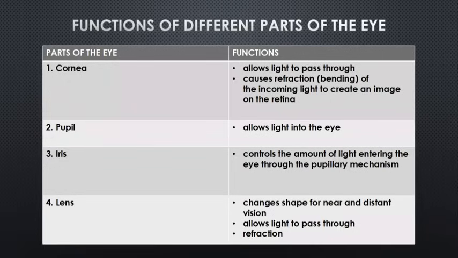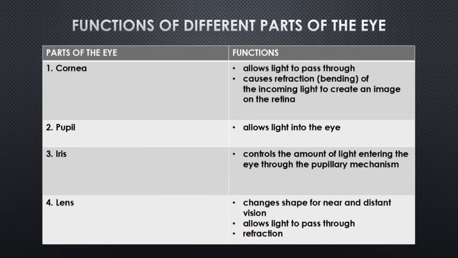Okay, now let us continue and look at the functions of each part of the eye. Now we'll start with the transparent layer or what we call the cornea. Okay, now the cornea is transparent, first of all. So because it's transparent, therefore it's going to allow what? The light to pass through it. And it also bends the light that comes inside the eye. Okay, so create what? An image on the retina.